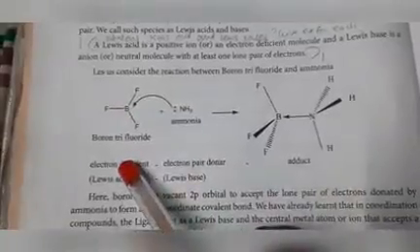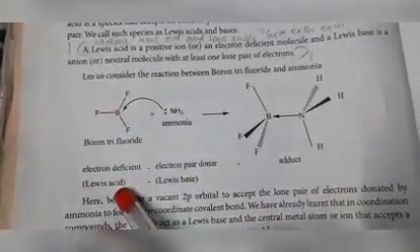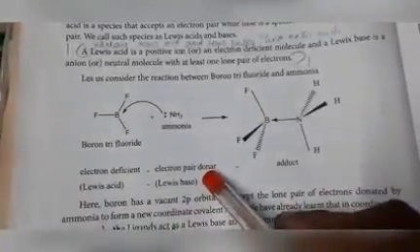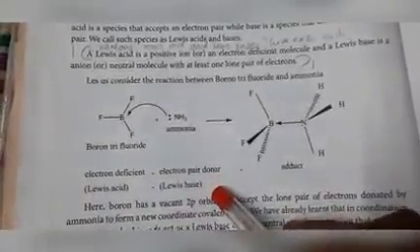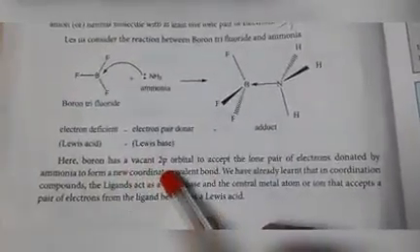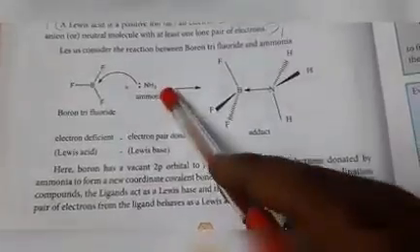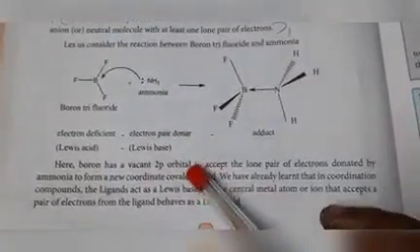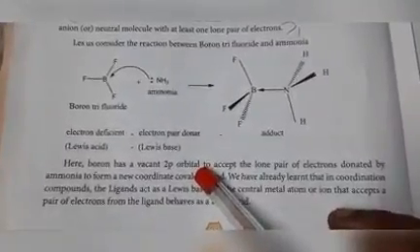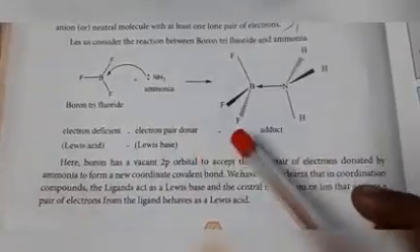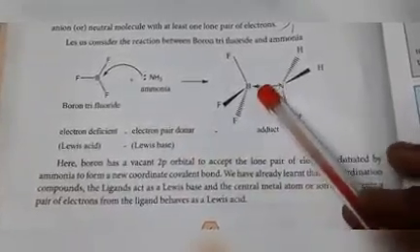So, this molecule is electron deficient, called a Lewis acid, and this molecule is called the donor, a Lewis base. Here boron has a vacant 2p orbital, so it accepts electrons from ammonia. It has vacant 2p orbitals to accept the lone pair of electrons donated by ammonia and to form a new coordinate covalent bond.